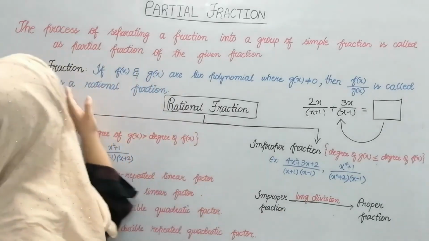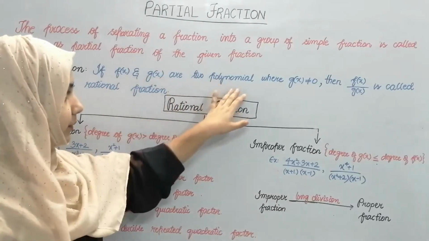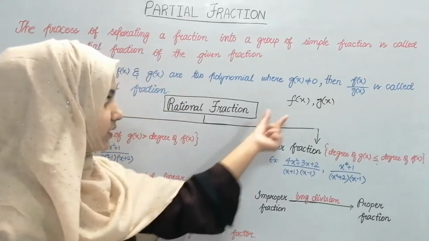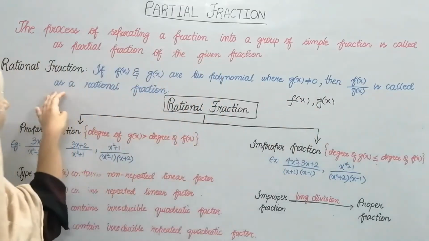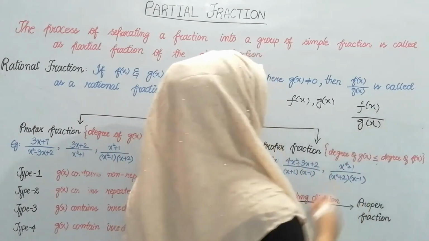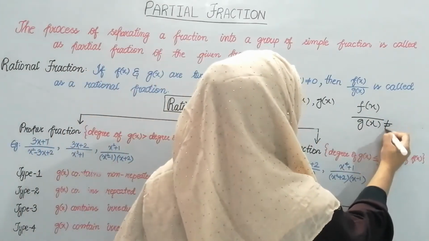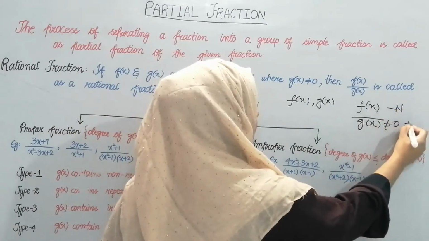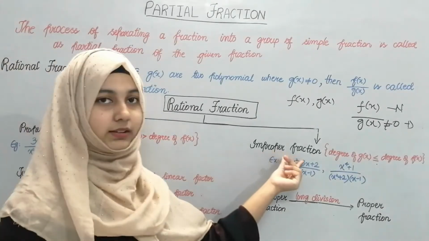Next, rational fraction. If f of x and g of x are two polynomials, one is f of x and the other is g of x, and these two polynomials are in the form of f of x by g of x, that is p by q form, it is called a rational fraction. And one condition is given, that g is not equal to 0, because g is the denominator. f of x is the numerator and g of x is the denominator. Simple. Now next, rational fraction is further divided into a proper fraction and an improper fraction.